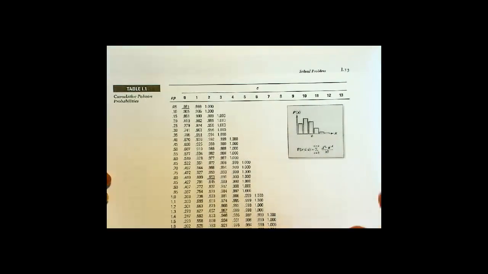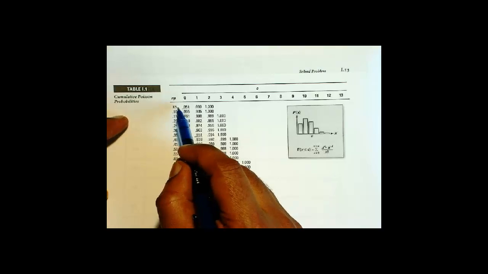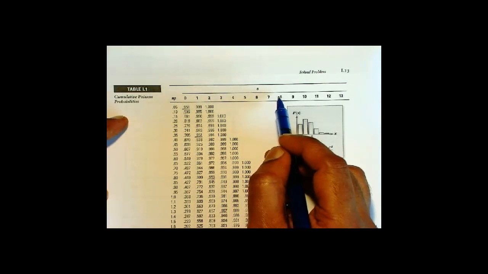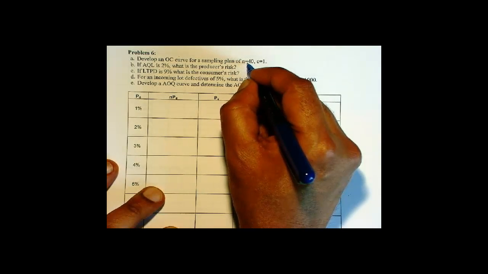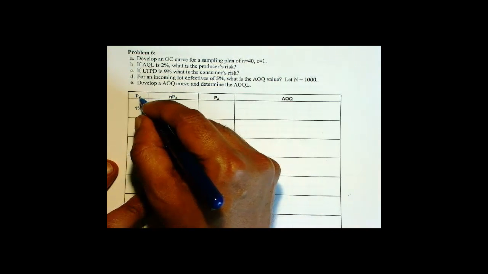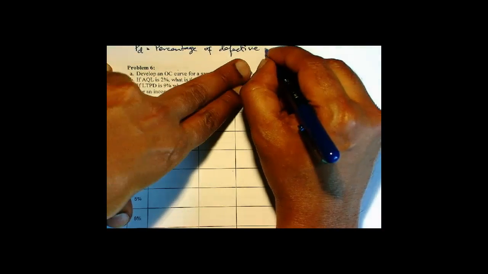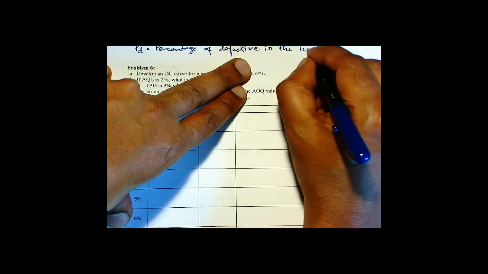You can download this. So you need to compute n times p, and here is c on top. Then we get the probability value from the table. So you have to use n times P sub d. P sub d is the probability or percentage defective in the lot, shipment.